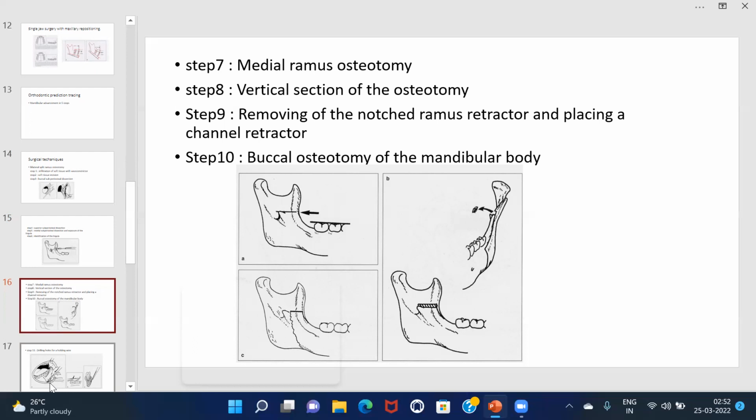In step 8, the vertical section of the osteotomy. Start the vertical section of the osteotomy from the medial osteotomy superiorly, staying just inside of the buccal cortex of the mandibular ramus, and inferiorly just distal to the second molar. Ensure that the osteotomy is made through the cortex well into medullary bone, approximately 5 mm.